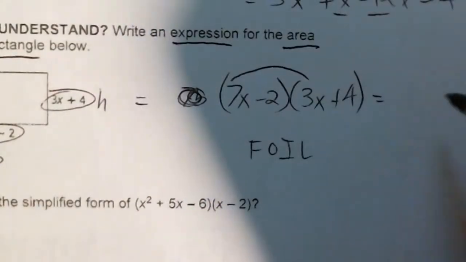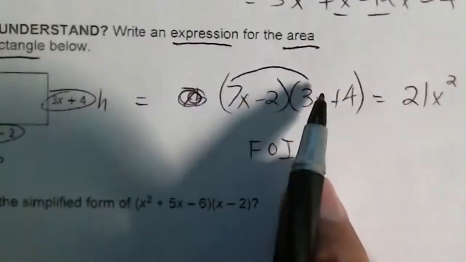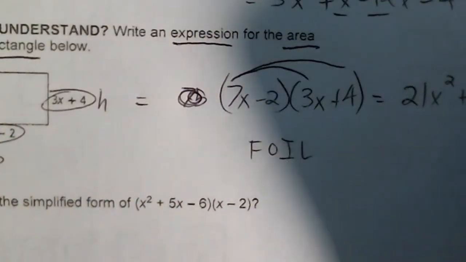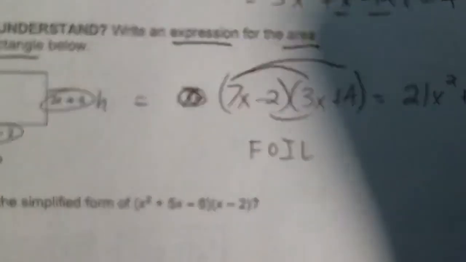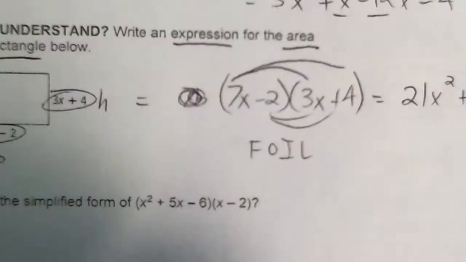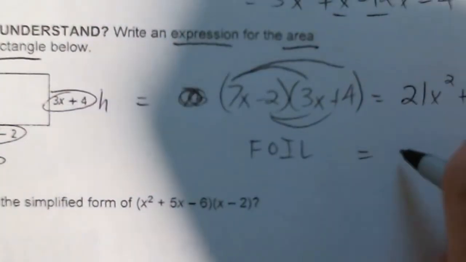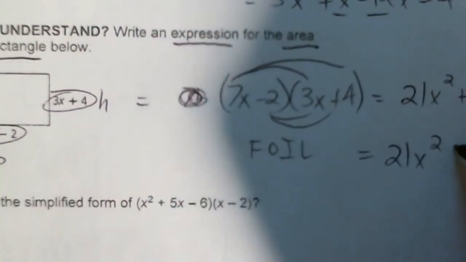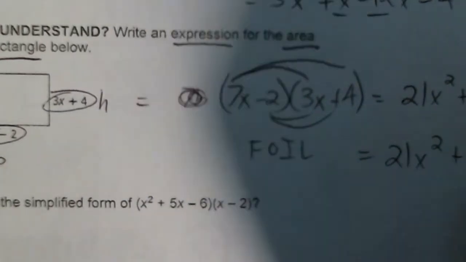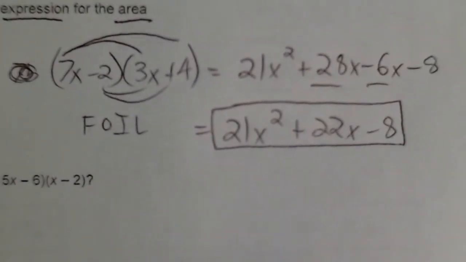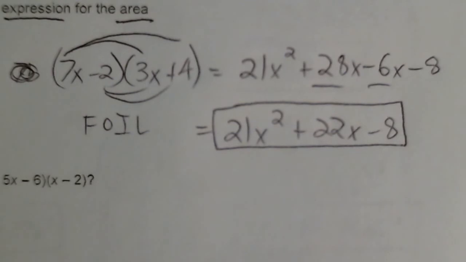Alright, so first, that's going to be 21x squared. Add the exponent. Don't ever forget to add those exponents when you're foiling. Outer, that's plus 28x. Inner, minus 6x. And last is negative 8. Alright, so combine 28 minus 6 is 22. And then minus the 8. Can y'all see that? There you go. 21x squared plus 22x minus 8. Okay, check that one on your calculator for me.